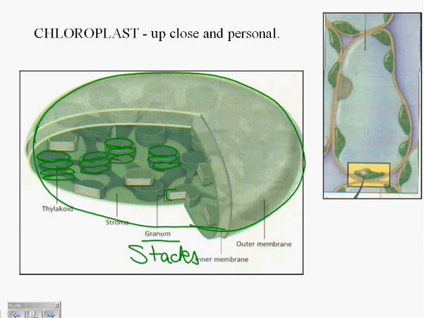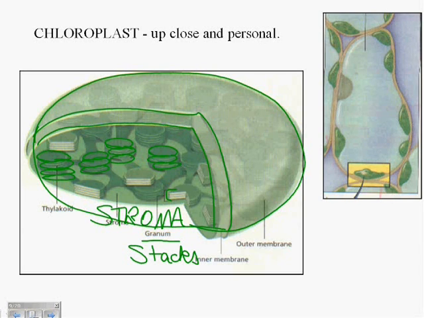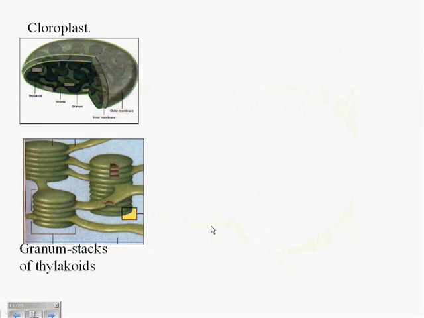Now, inside and in between is the stroma. The stroma is like the syrup. All right, it's the fluid. It's the fluid that's going to be carrying the gases, the carbon dioxide into the plant and the oxygen out of the plant. You'll also notice there's like two membranes here. There's an inner and there's an outer membrane. So you've got the chloroplast.